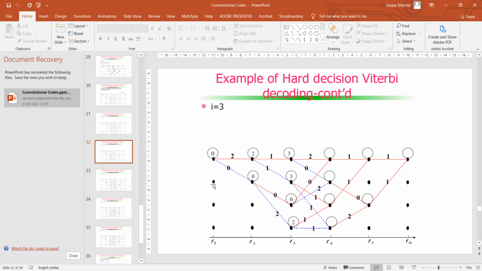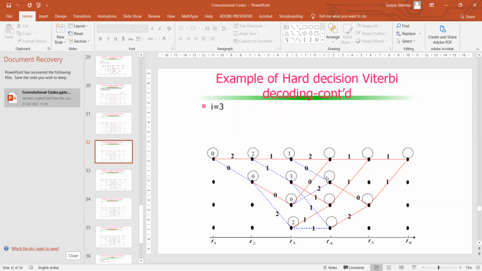So there is no point in considering the trellis for the other states, right? But when you reach time T4, two paths are entering this state, so which will survive? The path with the minimum metric will survive. So this will survive, and this path is outrightly rejected.